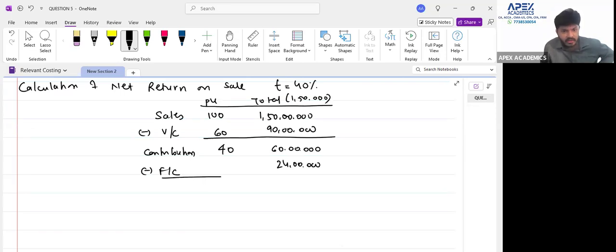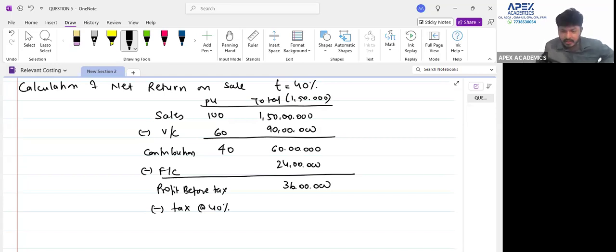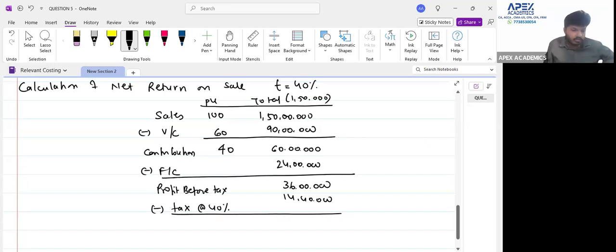What are we getting over here? 36 lakhs. Now 36 lakhs is your profit before tax. This is profit before tax minus tax at the rate of 40%. So 36 lakhs multiplied by 40%, which is 14 lakhs and 40,000. So what am I left with? I am left with profit after tax. What is your answer? It has to be 21 lakhs and 60,000.